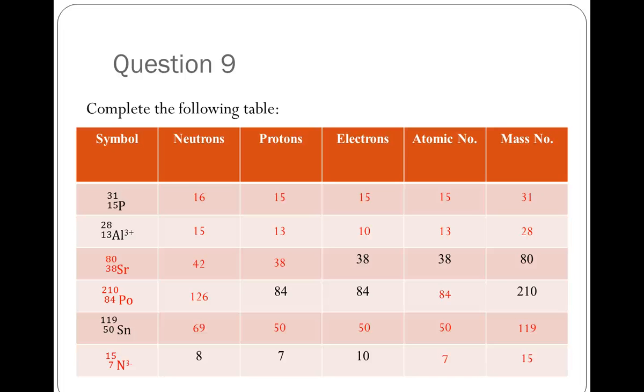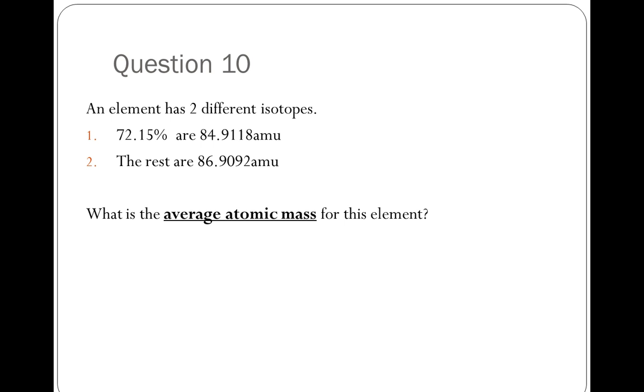This is part 3 of ChemQuest 9, and before we continue on to the next slide, notice how the nitrogen atom in the bottom has a 3 minus charge, so that means that there should be 3 more electrons than protons, and on the table you can see that's true because there are 10 electrons and 7 protons. All right, so question 10.